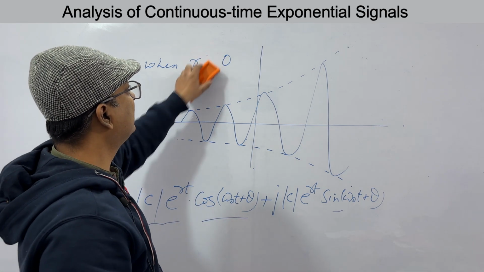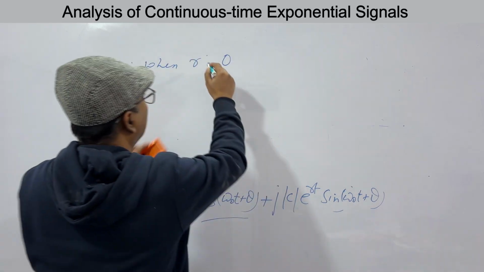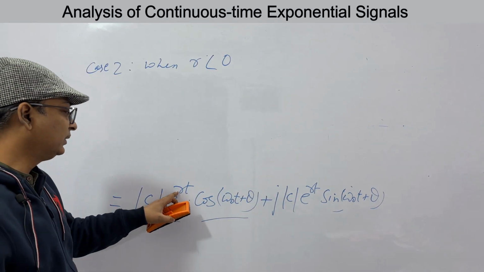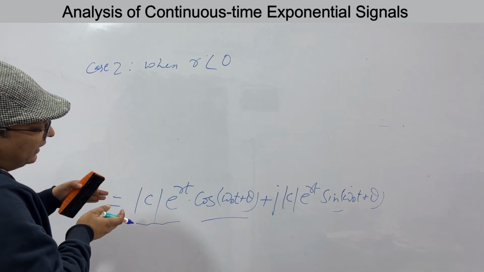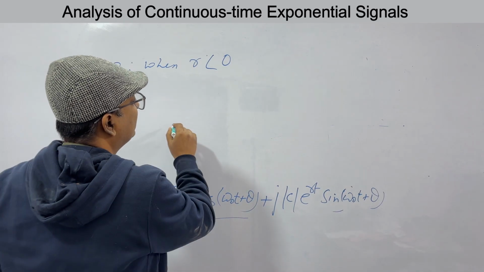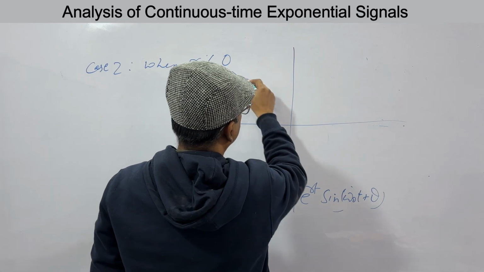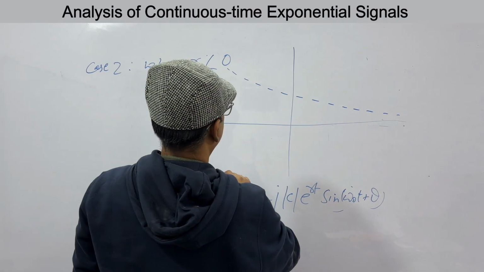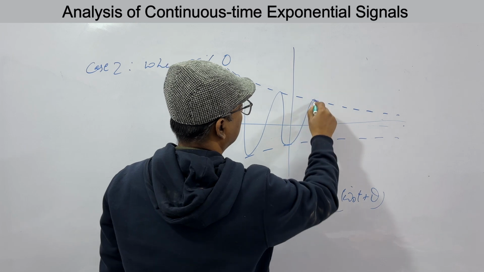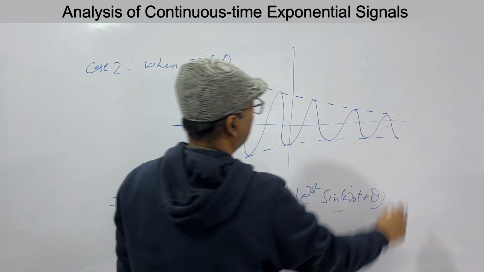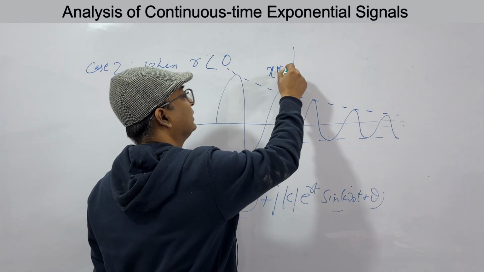Case 3, when r is less than 0. What will we get when r is less than 0? Now see, when r is less than 0, we'll have a sinusoidal signal that is under an envelope that is exponentially decreasing. There it was increasing, here it is decreasing. So we'll have it like this. This will be the envelope and our signal will be a sinusoid which is exponentially decreasing. Clear? This is your x of t and this is your t.